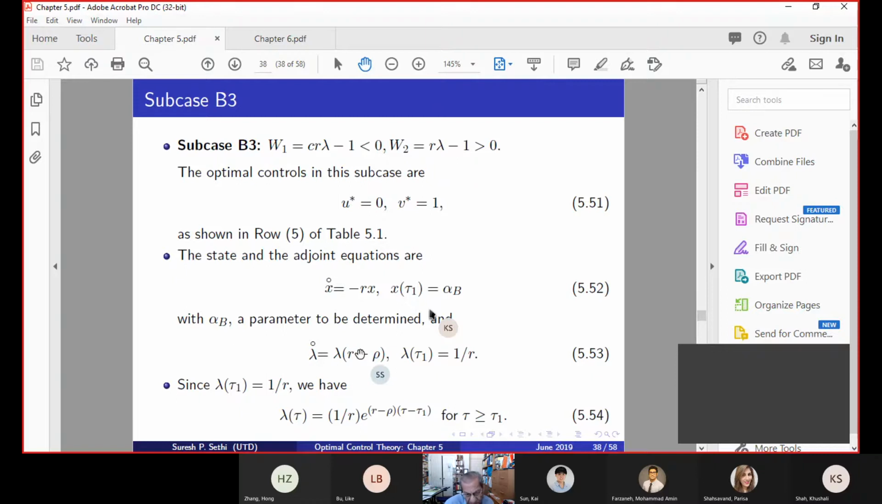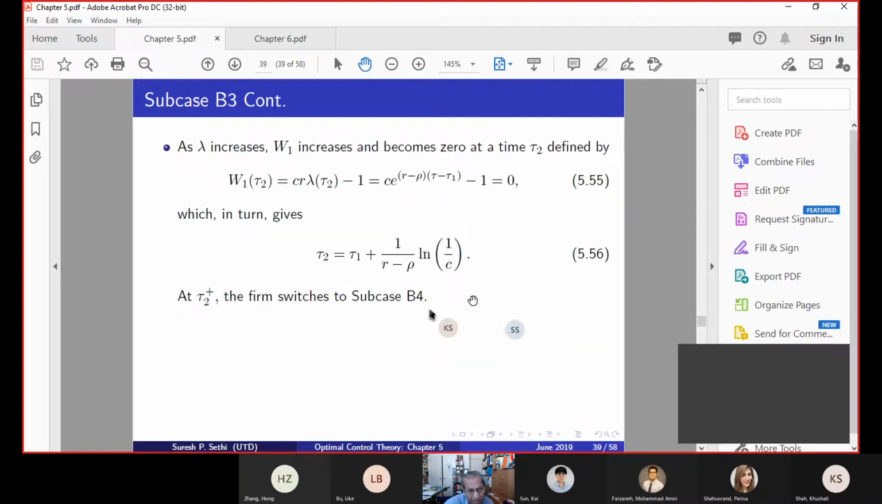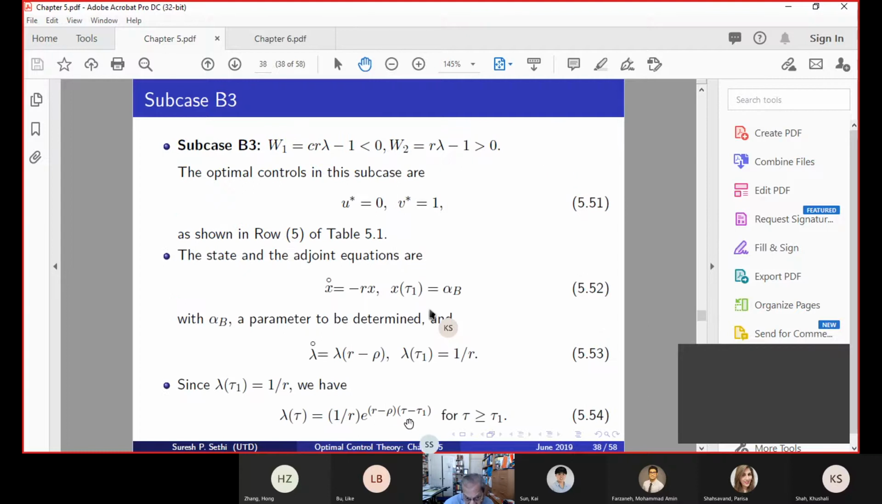So lambda tau can be solved for: lambda tau 1 equals 1 by R. I can solve that equation because it is easy to solve now. I don't have any control in that equation, so I can solve it. And this is my equation, lambda tau. As lambda increases, W1 increases and becomes 0 at time tau 2, because I can solve this.